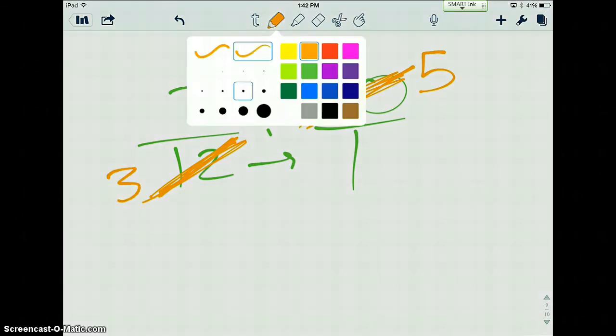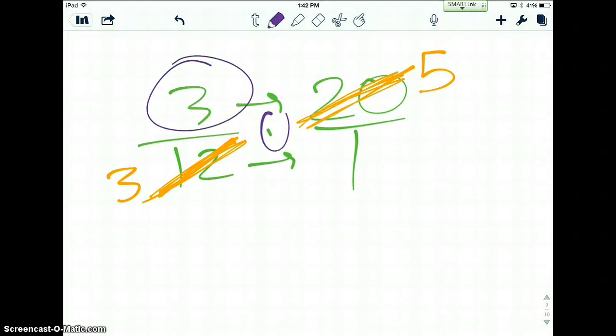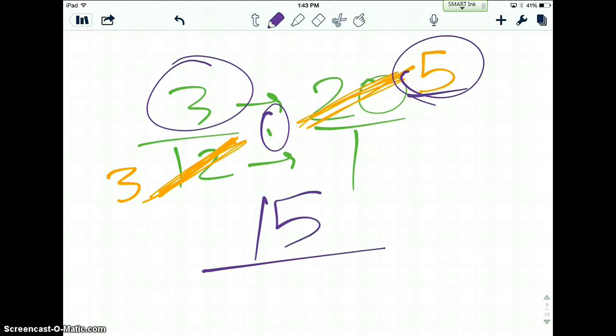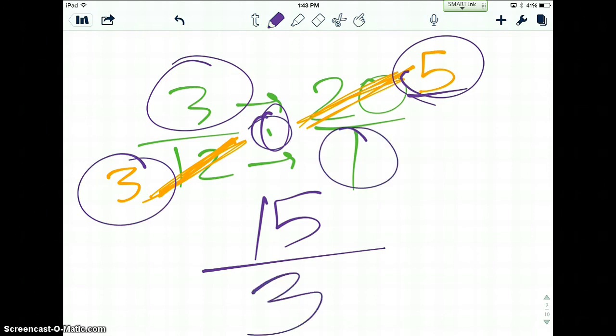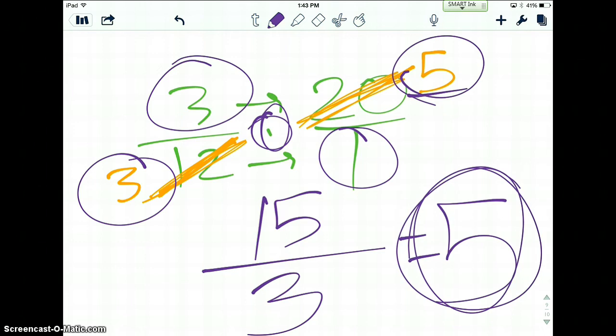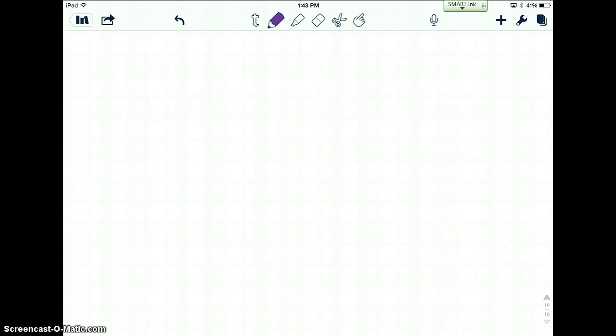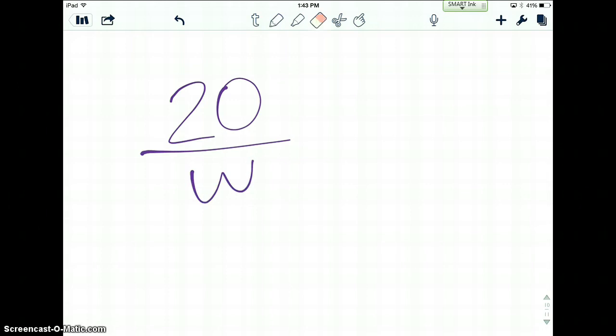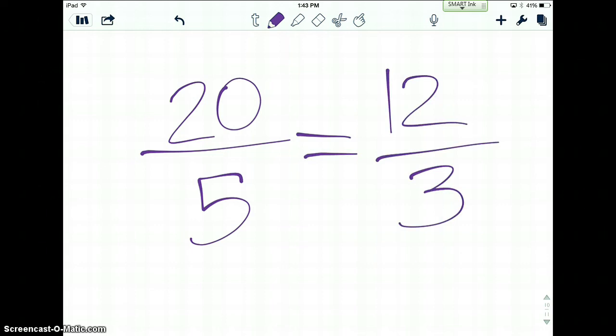Okay. So now when I multiply across, I have 3 times 5, which is 15. Okay, Miss Everly, multiply this correctly. 3 times 1 on the denominator would be 3. So I end up with an answer of 5. So to check and see if I got this right, go back to the original, 20 over W, but instead of W, I'm going to put 5. Is that the same thing as 12 over 3?